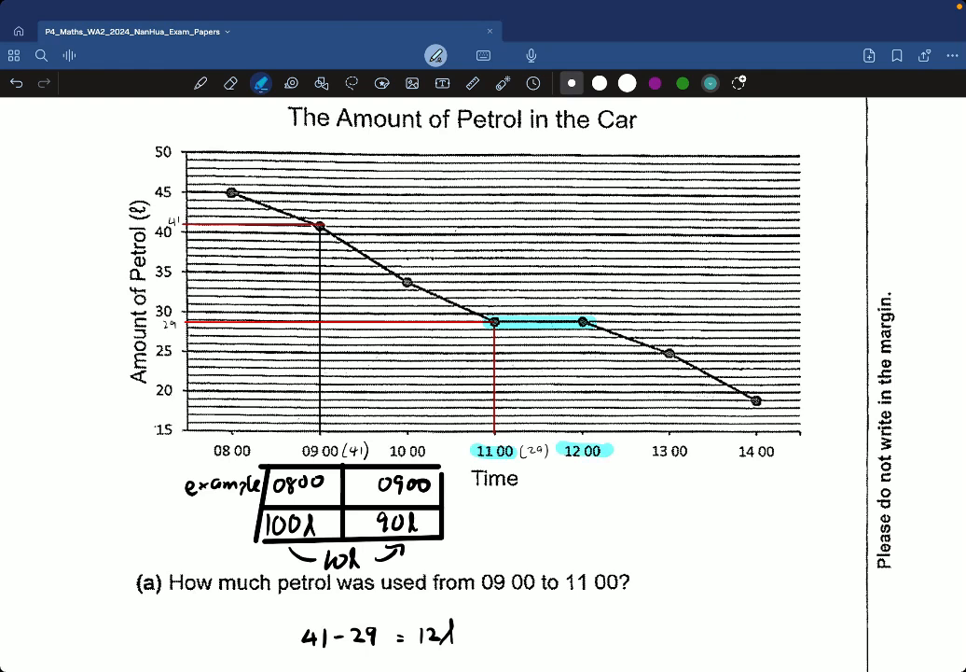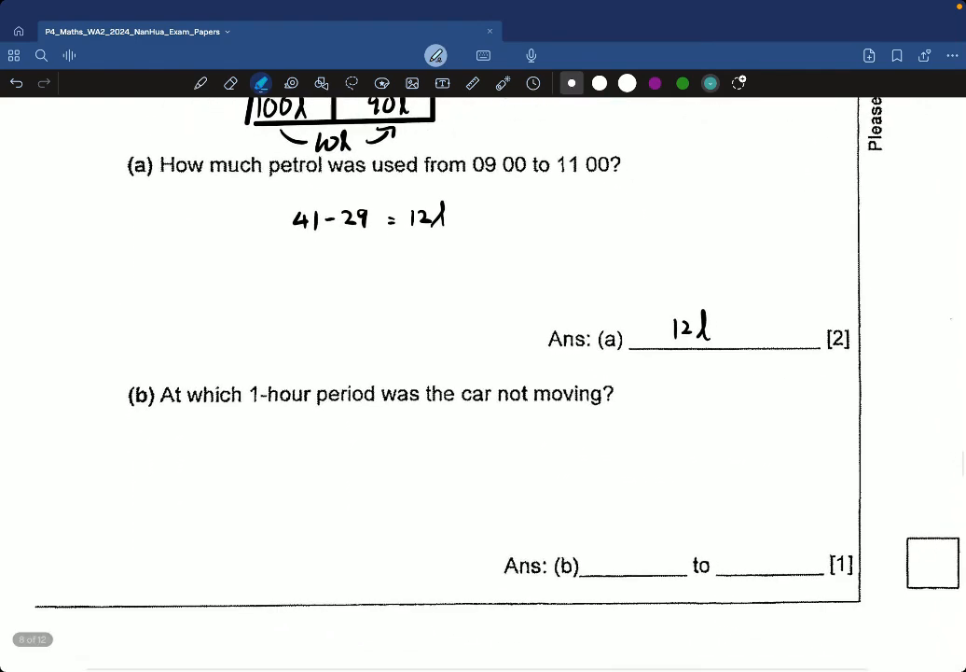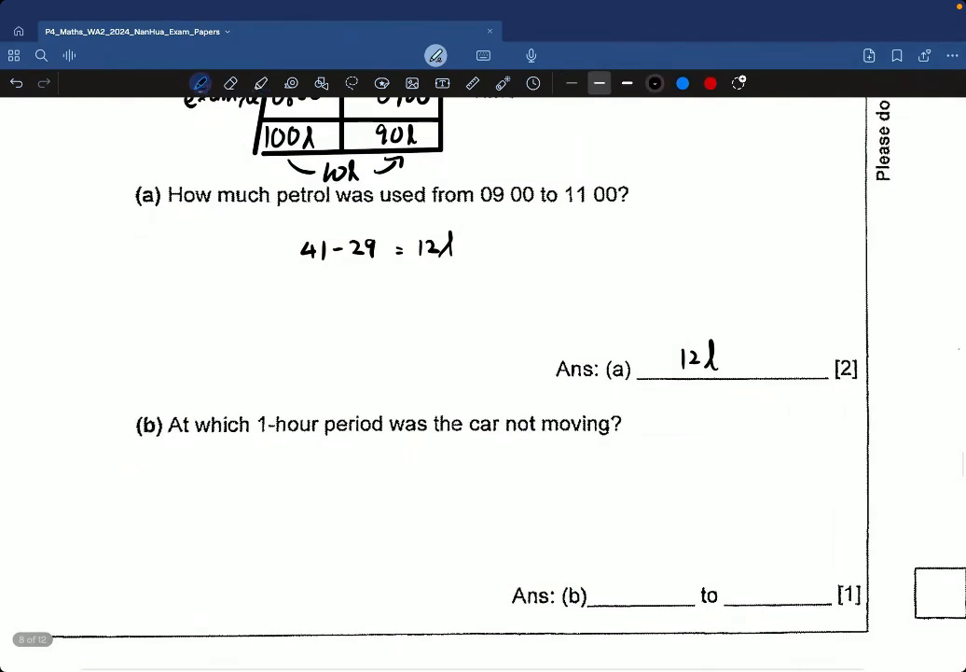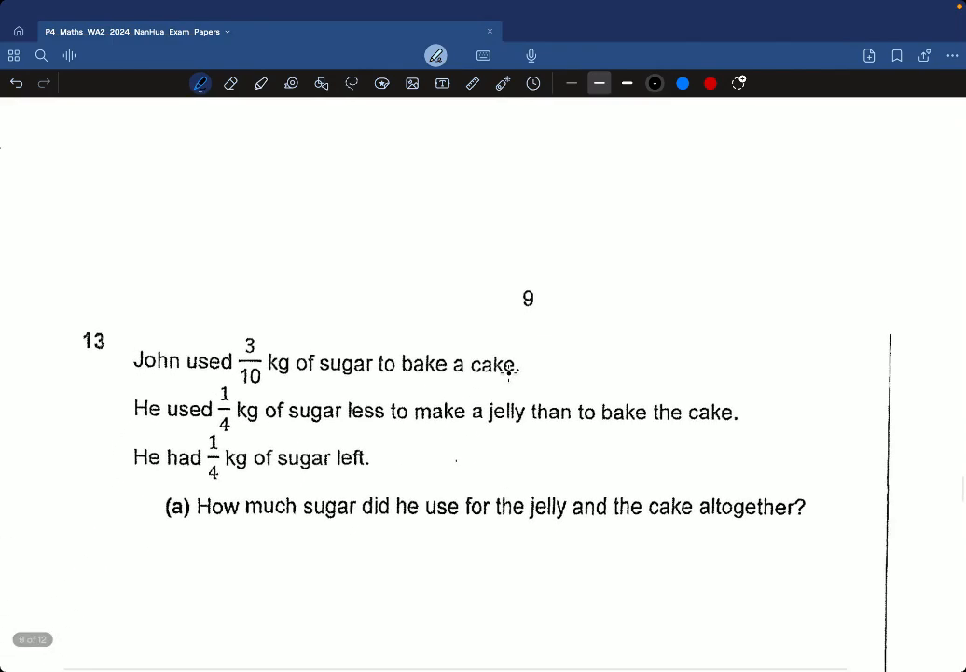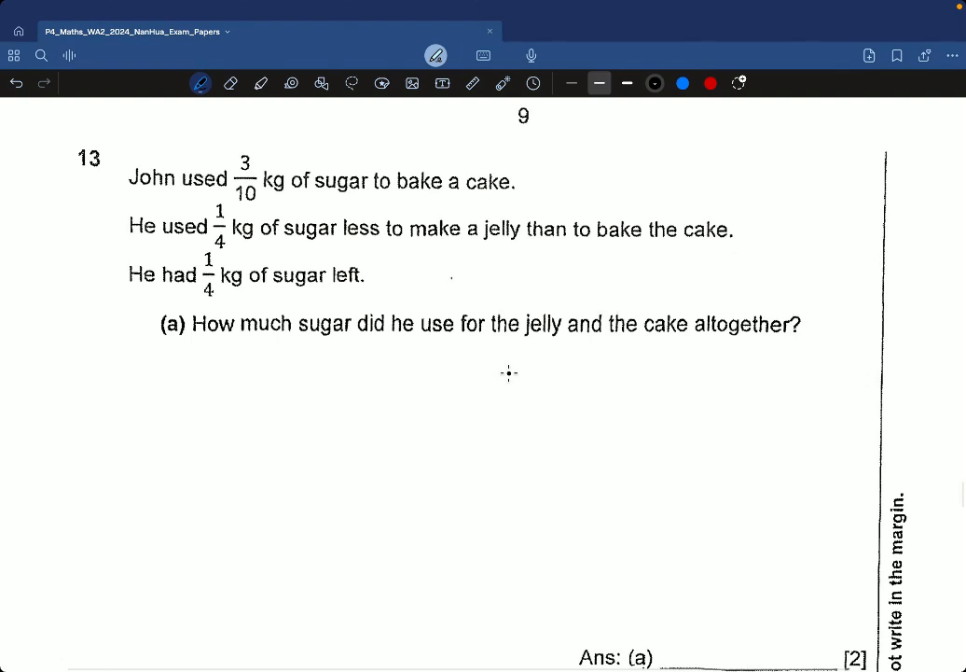Or 1100 hours to 1200 hours, right? So, if you're not using any petrol, that means the amount of petrol didn't change at all, right? So, that means for the period of 1100 hours to 1200 hours, that is where the car was not moving. Okay. All right. So let's move on to question 13.